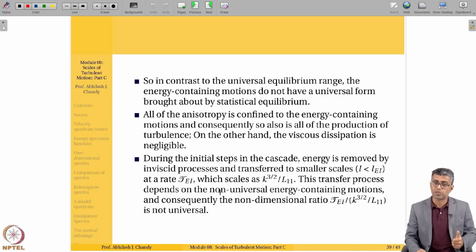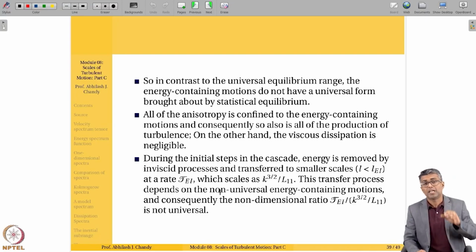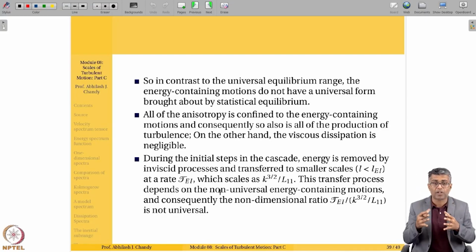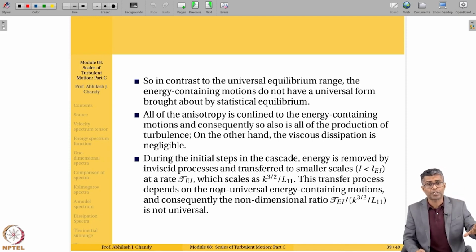Why am I saying inviscid processes? We have discussed this previously. Just think about the Navier-Stokes equations. The breakdown of the large scales happens because of the inertia term, the u du/dx term, the velocity gradient term. So that is an inviscid process. That has no viscosity in it.